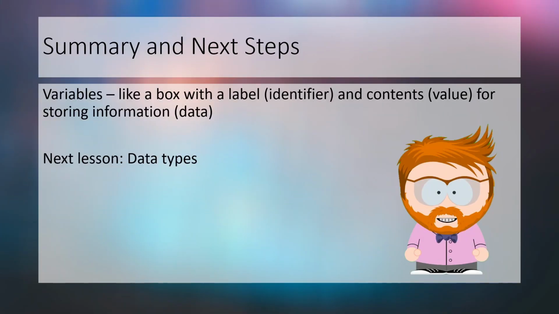This week we've looked at variables in computer programming, how they are like boxes to hold information, also known as data, and that a variable has a label or identifier and contents known as a value. Next lesson, we'll look at different data types of variables. See you next week.